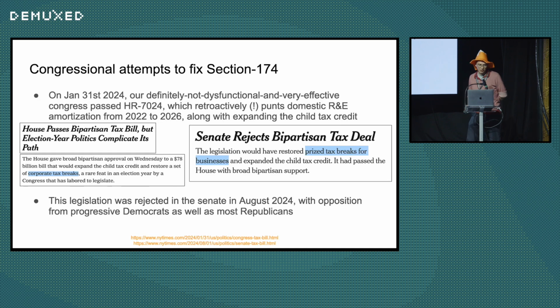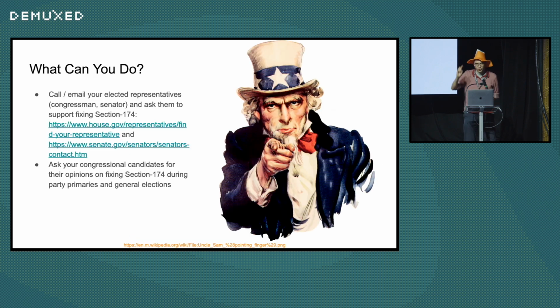We have a functional government. They will try to fix this. They passed a bill to fix this in January, and it was rejected in the Senate. And so I need you to call your elected representatives and vote accordingly. Thank you.